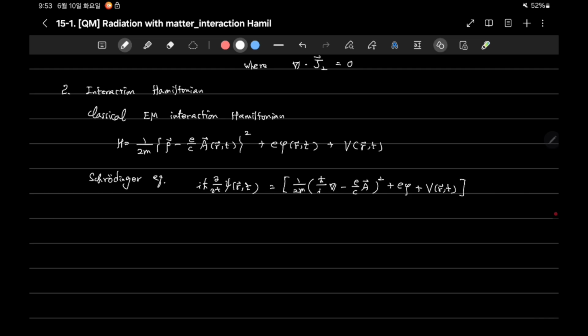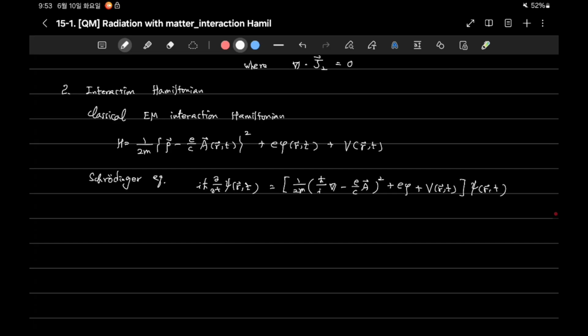Here, this potential is not only a function of r. In most cases the potential is a function of r, but in an electromagnetic wave there is time variation of the electromagnetic potentials, so it is a function of r and t. So here we have ψ(r,t), the Schrödinger equation.